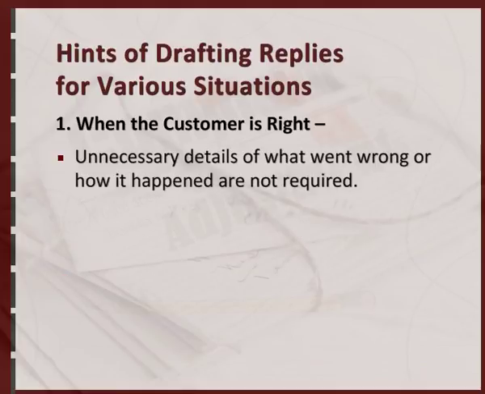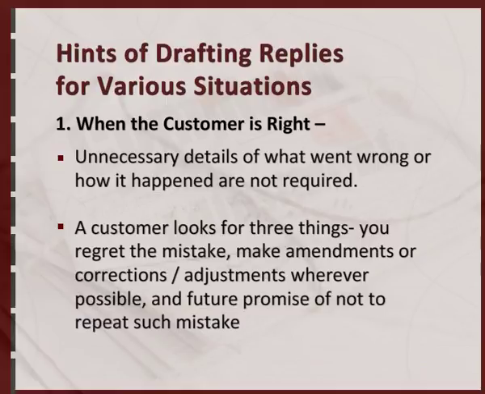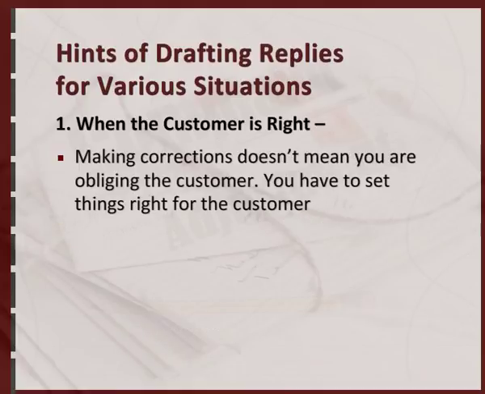Unnecessary details of what went wrong or how it happened are not required. A customer looks for three things: you regret the mistake, you make amendments or corrections or adjustments wherever possible, and you give a future promise not to repeat such a mistake. Making a correction doesn't mean you're obliging the customer. You have to set things right for the customer.